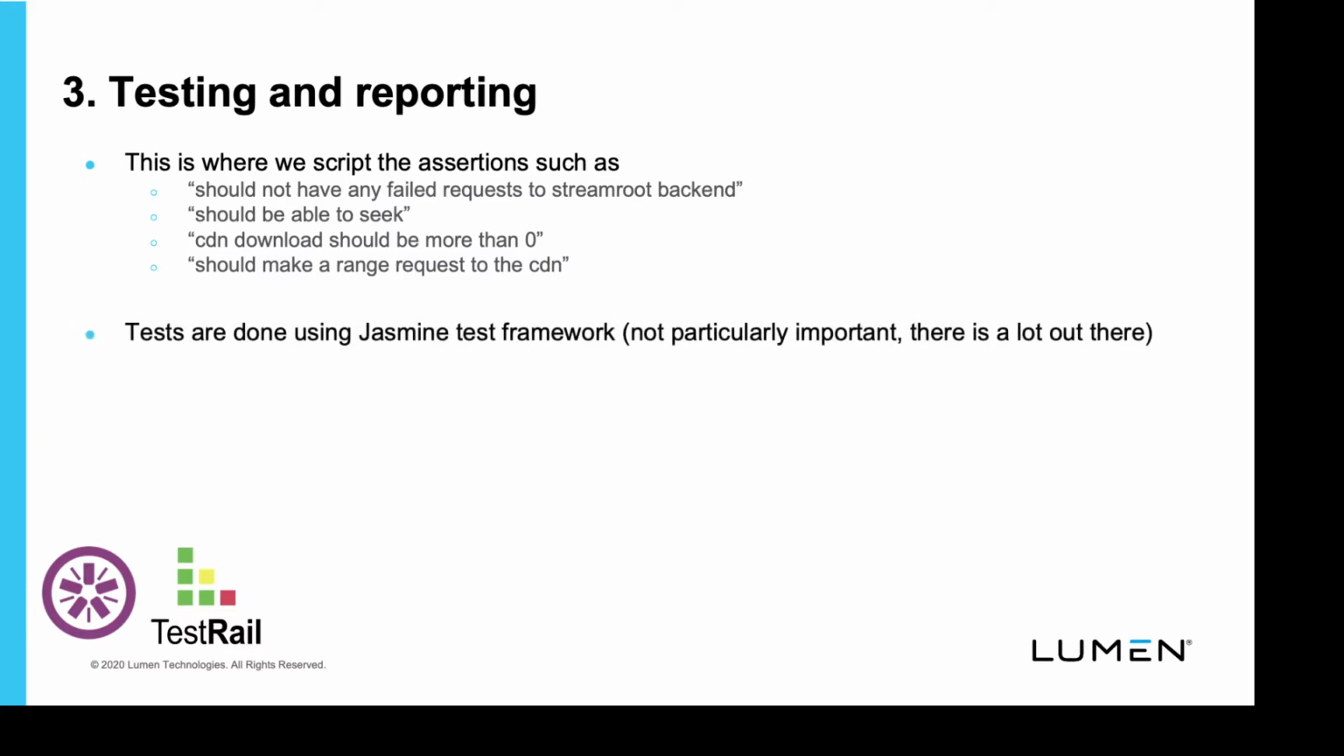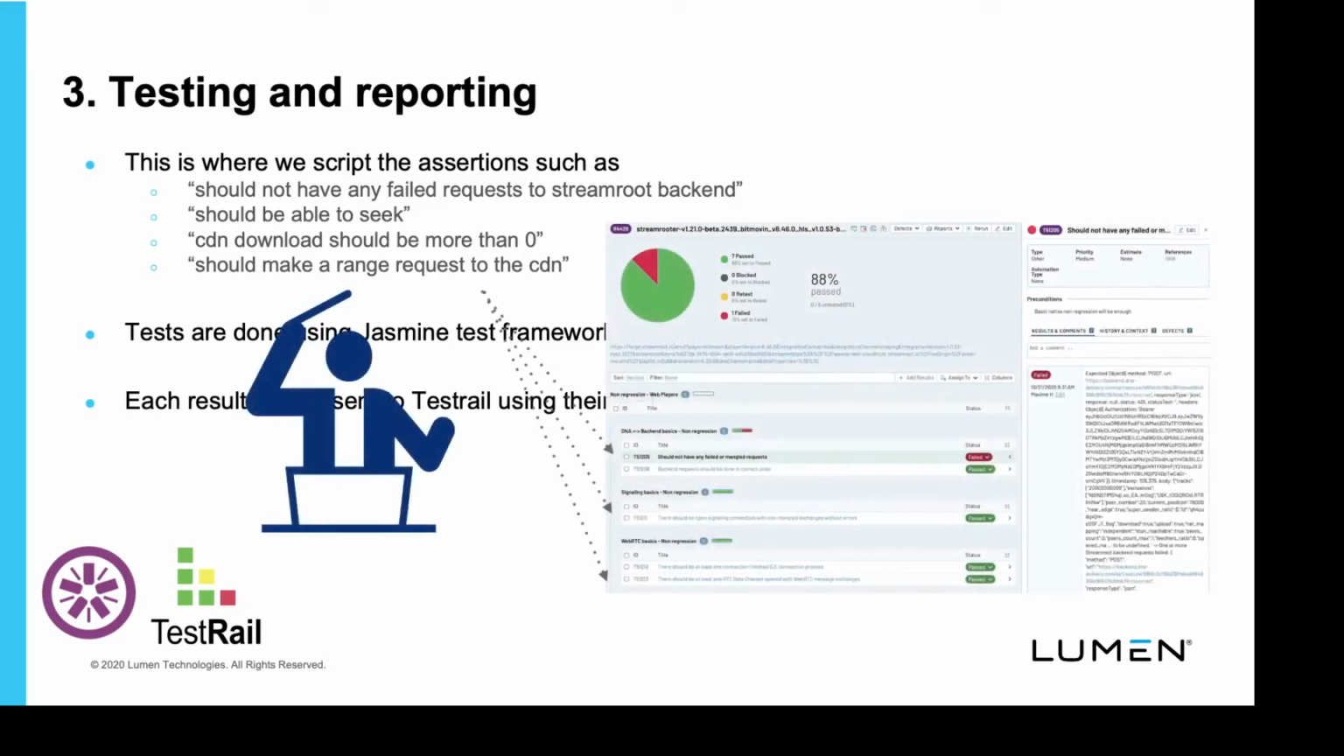We're using a specific framework called Jasmine. It's not particularly important. There are a lot out there, and you can choose any type of framework you would like. And then each result is sent to TestRail using their API. So each assertion you can see here is going to be a result line within the TestRail dashboard. And this is done again using the orchestrator, because it's the one making sure that everything is working great and in charge of making the communications between everyone.